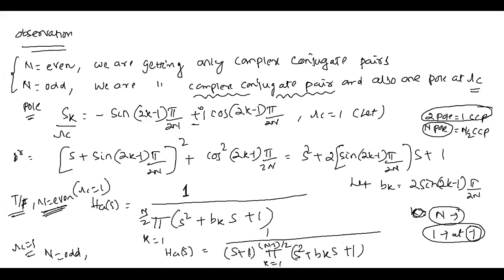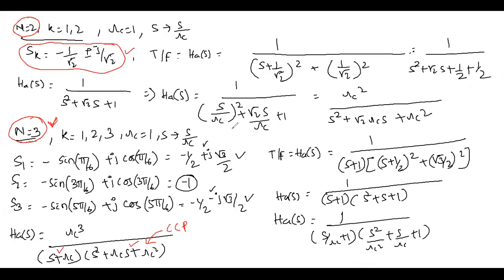Okay, clear? See, both are the same. The only difference is, in the case of even n, there is no pole at minus omega c. But in the case of odd n, we are getting one pole at minus omega c, because we are getting s plus omega c every time. So one pole at minus omega c.